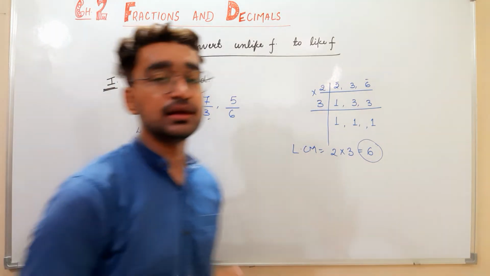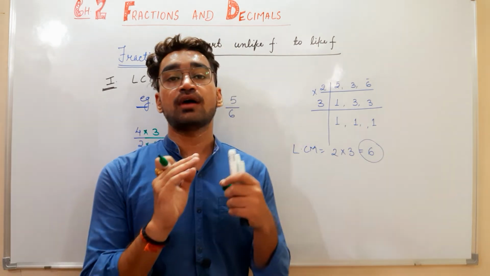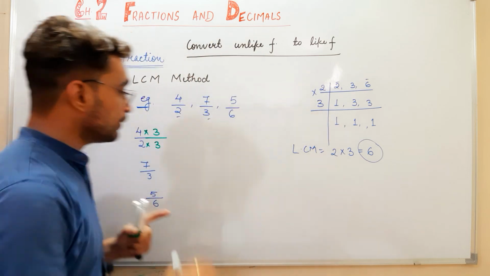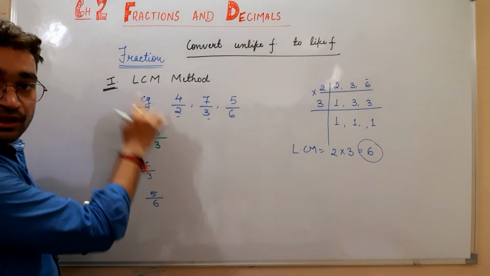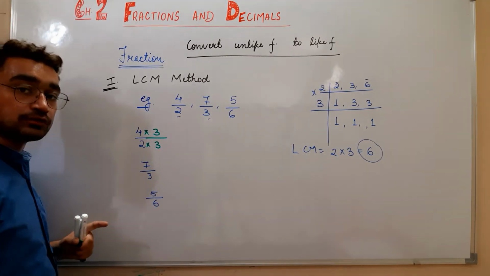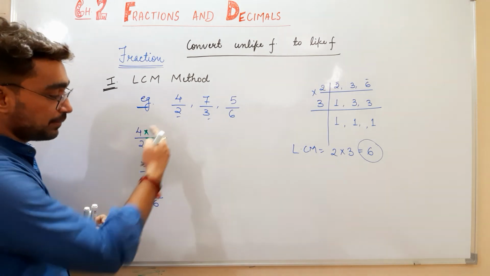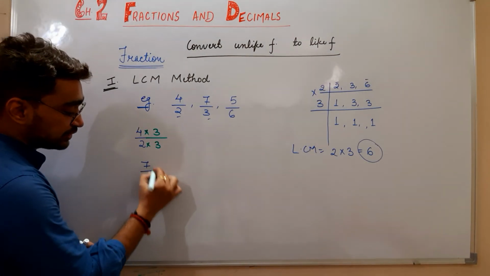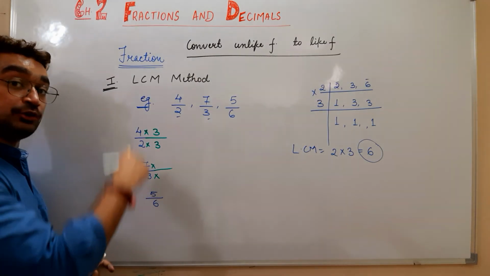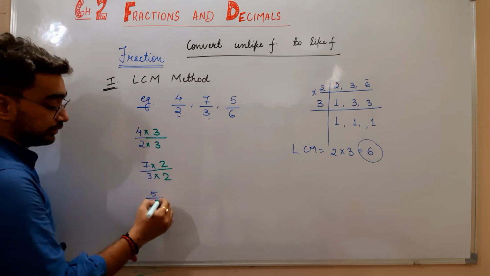Always remember that whatever mathematical operation you are doing in the denominator, you have to do the same in the numerator also. Whatever you are doing down, you have to do up, and whatever you are doing in the numerator, you have to do in the denominator also. You cannot do it on one only. You have to do both sides, up and down. Same condition here. I want to make it 6 here. How much should I multiply in 3 to get 6? 3 2s are 6. So multiply 2 here and multiply 2 here.